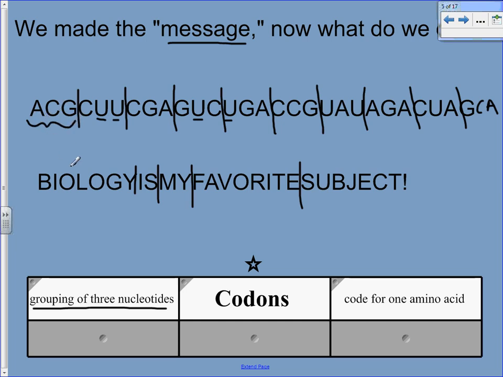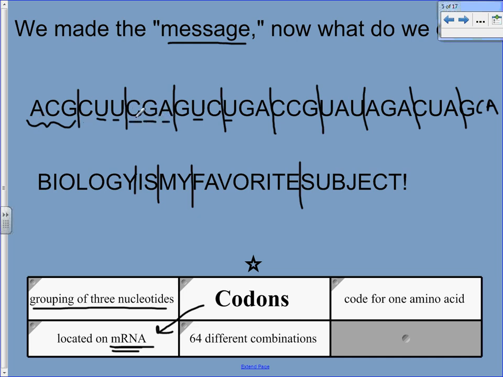There are 64 different combinations, and that should kind of make sense if you think about it. Since this is 3 letters long, so 1, 2, 3, and each of those 3 letters could be either A, C, G, or U. If we take that, that's 4 times 4 times 4. That would give us 64 different combinations of our, or sorry, not of our alleles, of our nucleotides. So there's 64 different words that could be made using these 4 letters grouped in groups of 3.